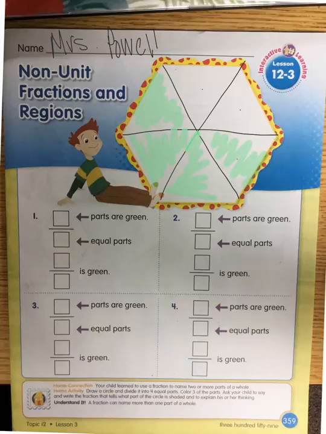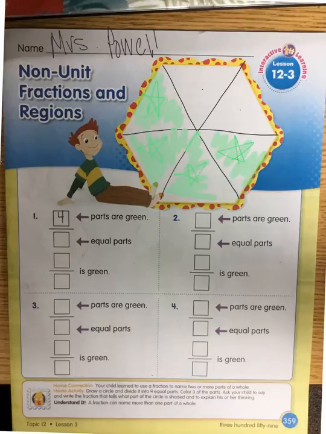Okay, if I wanted to write the fraction for this hexagon up here, I am going to look at how many parts are green. Well, I have 1, 2, 3, 4 parts that are green. So that is going to be how many parts are green, and that's going to go on the top. The number colored in is always on top.